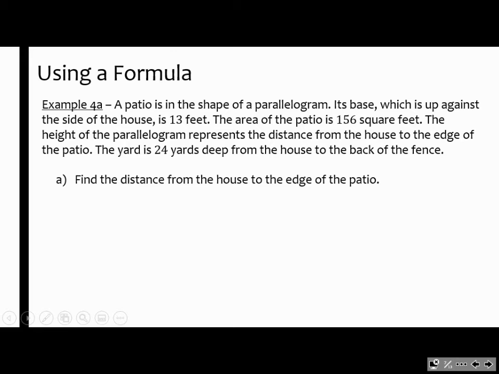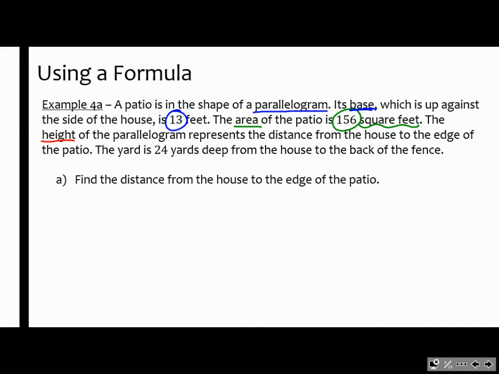Example 4a says, a patio is in the shape of a parallelogram. I'm going to underline that because that's important. Its base, which is up against the side of a house, is 13 feet. I'm going to have to draw this, but let me get all the information first. The area of the patio is 156 square feet. The height of the parallelogram, so I've got a base, let me underline the word base in blue, and then the height, let me do in red.